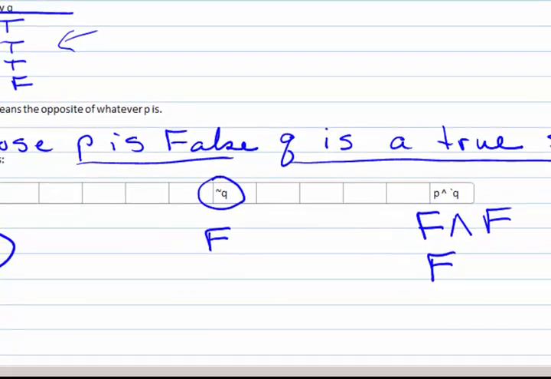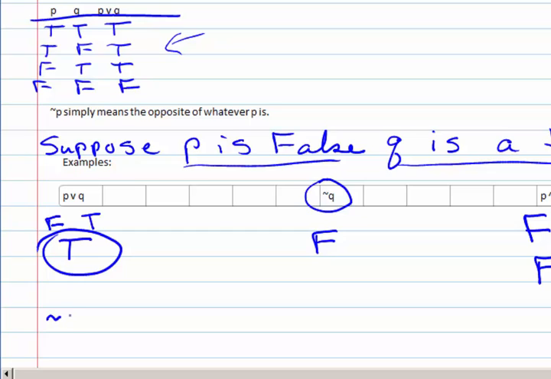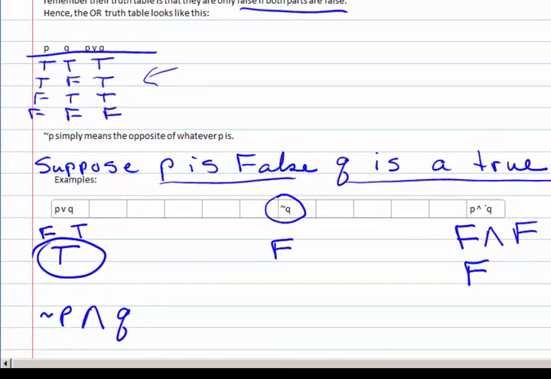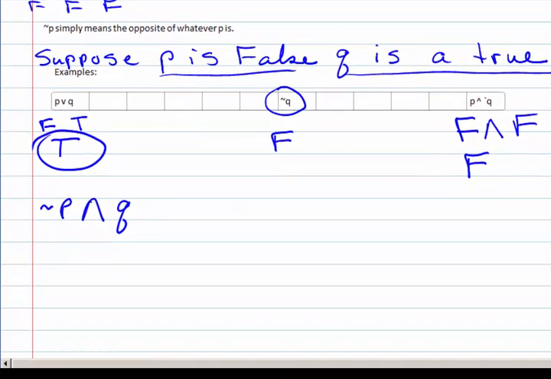So let's make up another one. How about not P and Q? So not P, it says originally P is a false statement, so not P would be true. And Q is a true statement, so we would have true and true. And statements are only true if both pieces are true, so not P and Q in this instance would be a true statement.